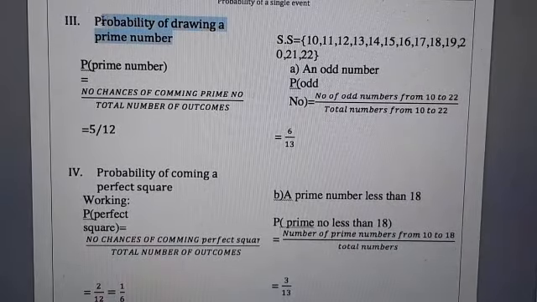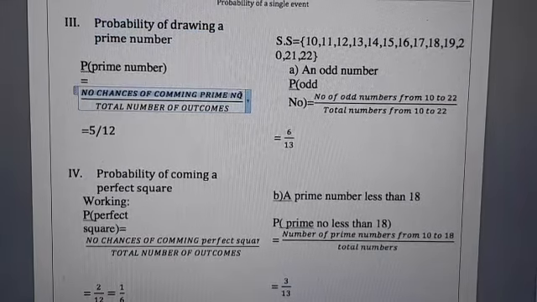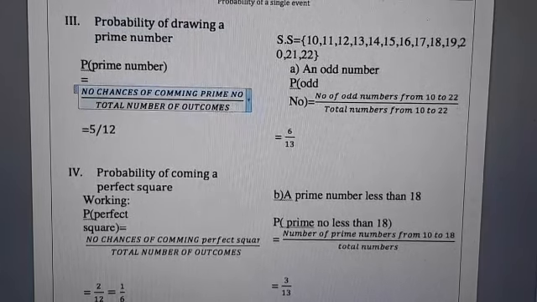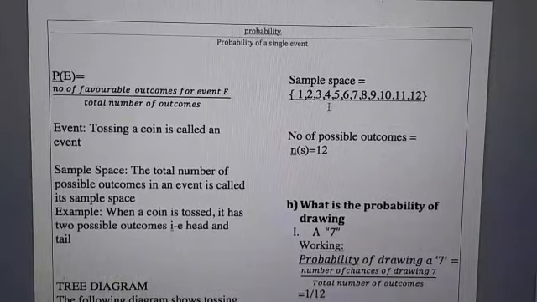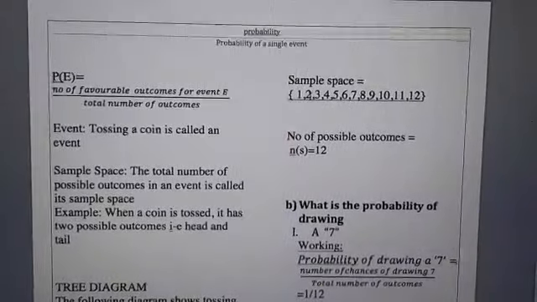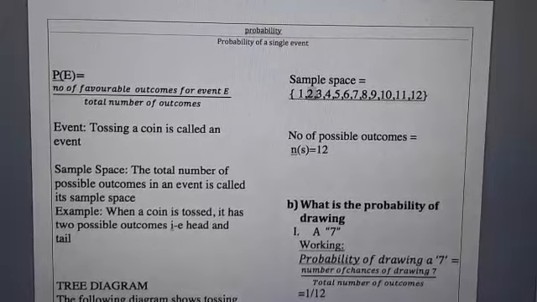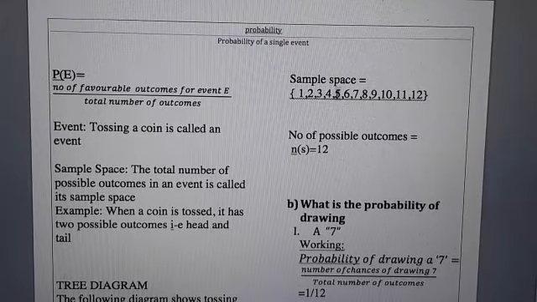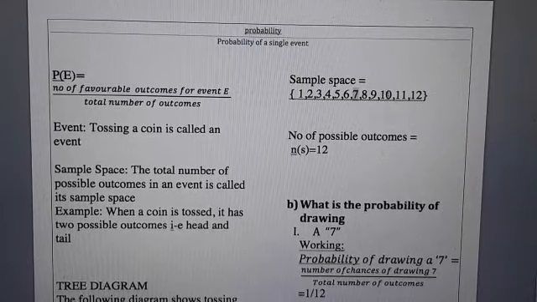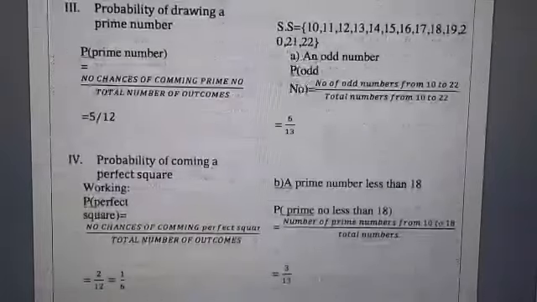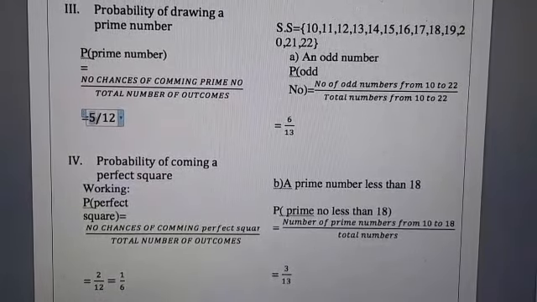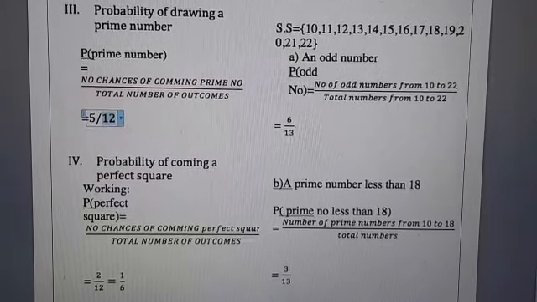Now the probability of drawing a prime number will be the number of chances of a prime number coming, that is the favorable outcome, divided by the total number of outcomes. Now go to the sample space and count the prime numbers. The prime numbers are 2, 3, 5, then we have 7, then we have 11. So prime numbers are 5 in total. So the probability of a prime number coming will be 5 divided by 12, the total number of outcomes.